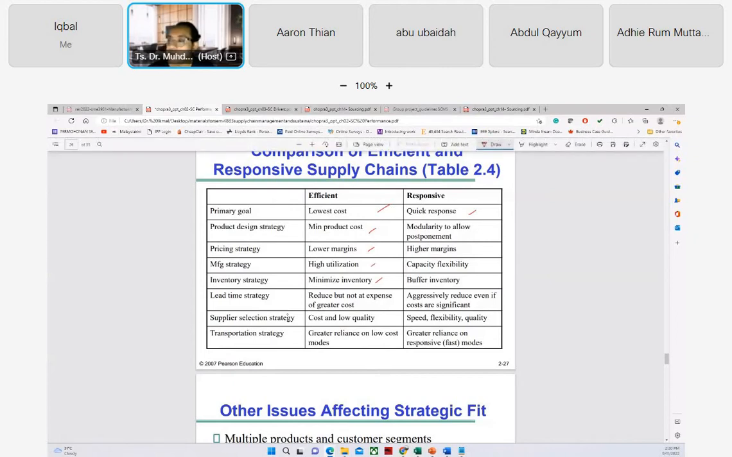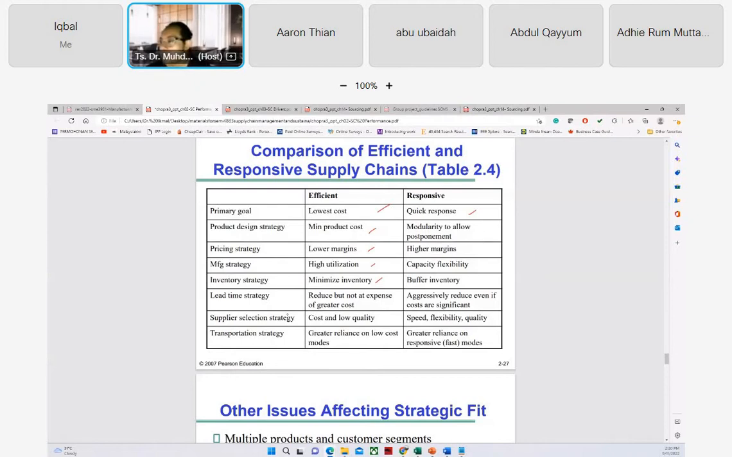Okay, and the manufacturing strategy is high utilization. High utilization means that they try to maximize the utilization of their facilities in manufacturing, the process in manufacturing, just to make sure that you get a very efficient level in doing the service.